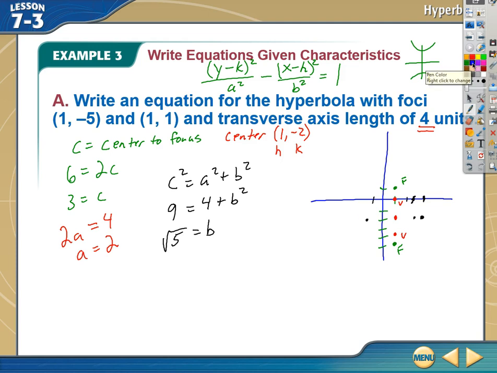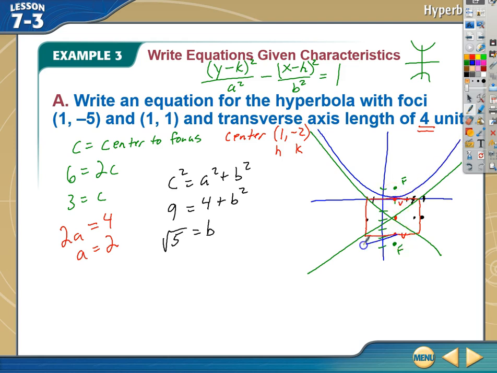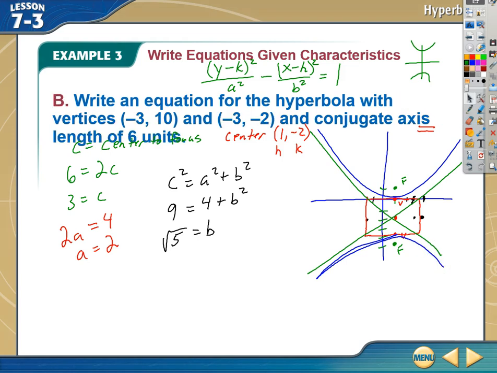All right, so now I go ahead and make my box. I make the box being here, down, going to my vertices, going out to the b parts out there. My asymptotes get formed by the diagonals. And then finally, I draw it in, draw it in. There you go.